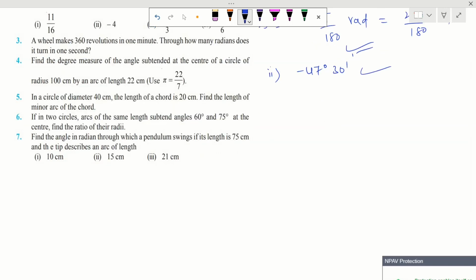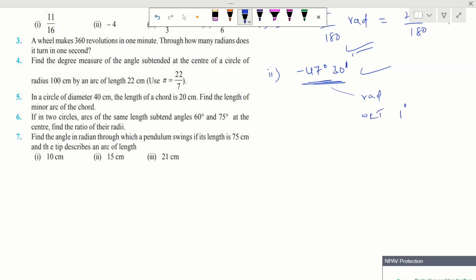Now the second problem. In this problem we have to convert degree into radian. Here it is not in complete degree form; minute is given. So first we have to convert minute into degree, and thereafter convert degree into radian.